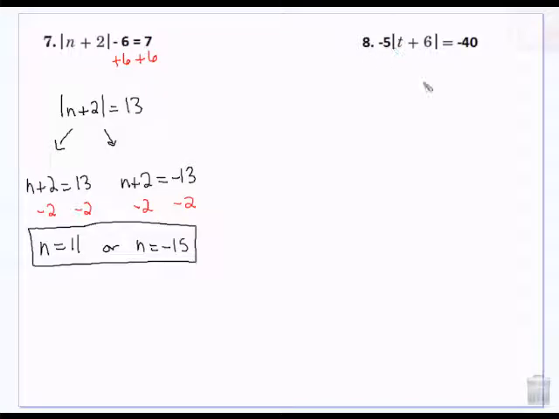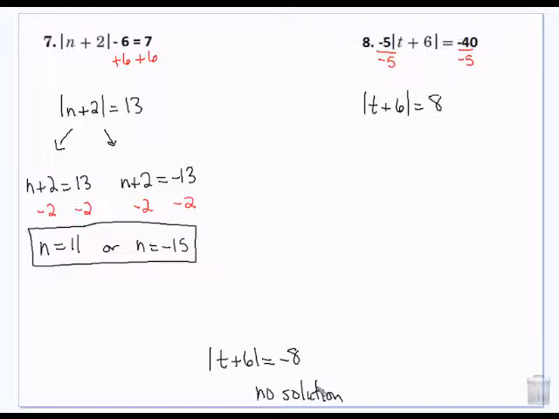Okay. Here I'm being multiplied, and I can't multiply in. Remember, absolute values, well, we can't go in. So we have to divide both sides by negative 5. Which gives me the absolute value of t plus 6 is 8. Now, if this had been a positive 5, this would have been a negative 8. And remember, if I get a negative like this, absolute value can't be negative, so if that happens, you would have no solution. But right now we're positive, so we're okay.